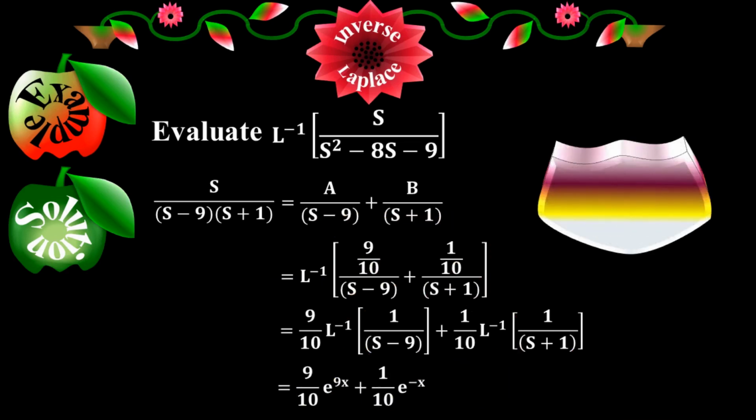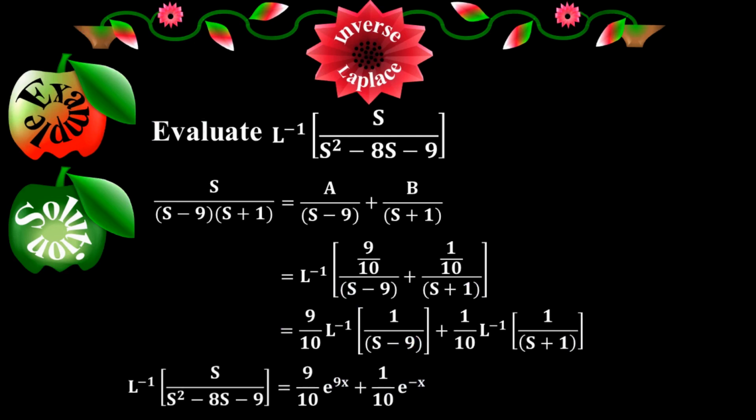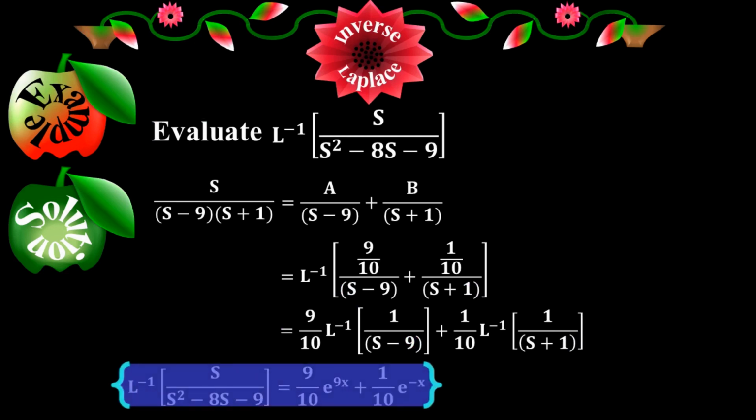According to the second elementary condition, which is Laplace of e to the ax equals 1 over s minus a, constant a is 9 and minus 1. For the left term, constant a is plus 9. And for the right term, constant a is minus 1. This is my final answer. So the inverse Laplace of s over s squared minus 8s minus 9 equals 9 over 10 times e to the 9x plus 1 over 10 times e to the minus x.